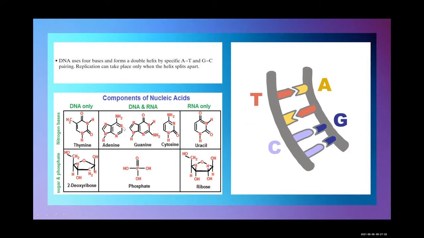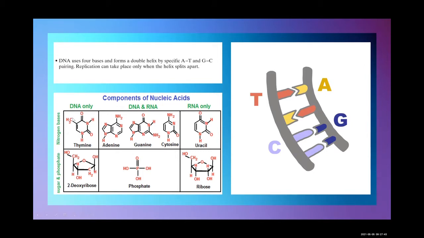If you have a look over here, it gives you models of each of the molecules involved when we're talking about our nucleic acid bases. So here's our thymine and our adenine. These always pair together. Our guanine and our cytosine. These always pair together. And then when we're dealing with RNA, we have uracil.